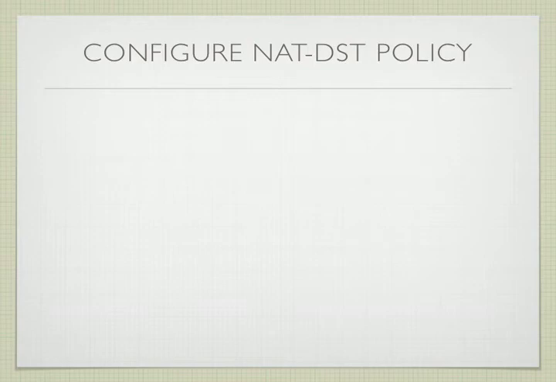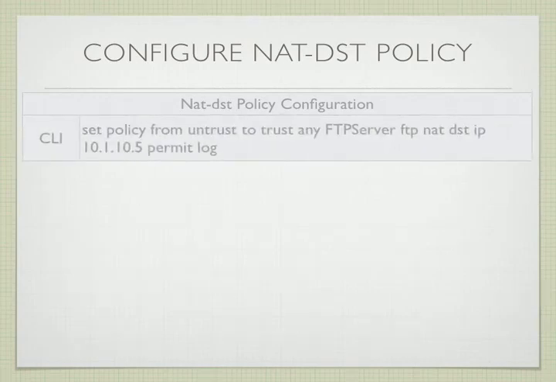Okay, now that we have all our pieces in place, we can create the actual policy that does the address translation. So in the policy configuration, you're going, in this case, from untrust to untrust. Any address on the internet hitting our FTP server address object that we created, using the FTP port, translating NAT-dst, NAT destination on to the IP 10.1.10.5, and permit the traffic, and we're going to, in this case, log it.